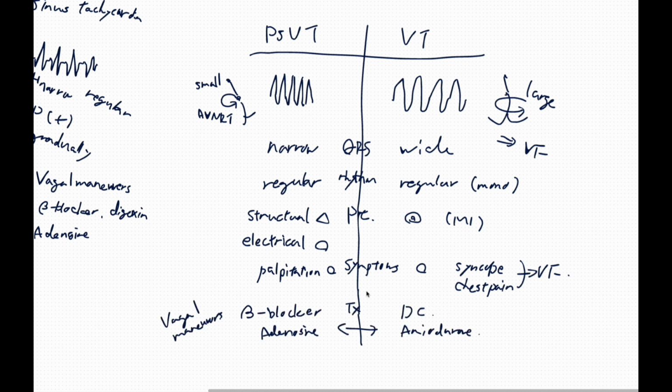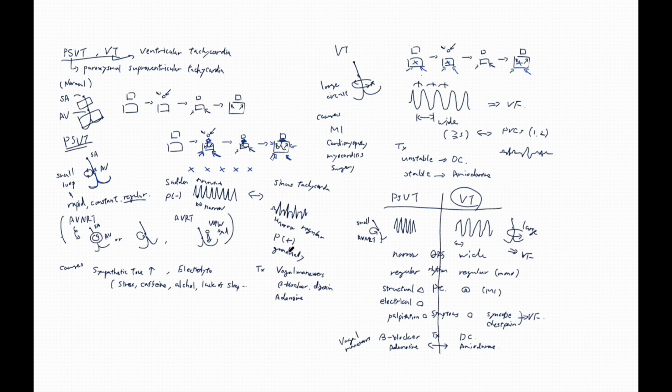So clinically, if a patient presents with a wide QRS tachycardia, always assume ventricular tachycardia until proven otherwise. This is core essential knowledge for understanding tachyarrhythmias. There are many other types of tachycardia, but first you must clearly understand PSVT and VT.